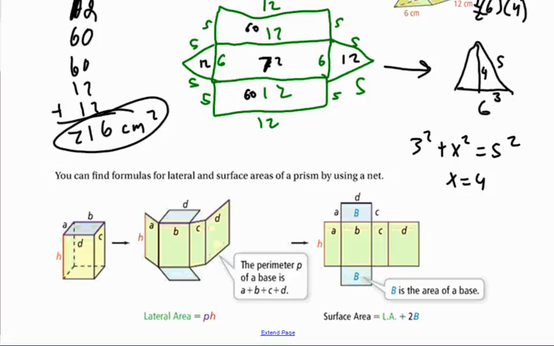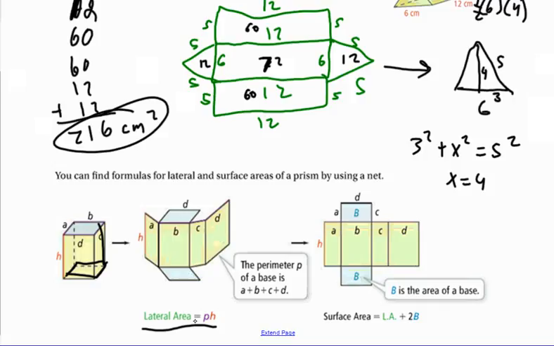You can find formulas for lateral and surface area of a prism by using a net, and that's kind of what we just tried to do. The perimeter of the base is A plus B plus C plus D. That's the perimeter. So the lateral area of a rectangular prism like this would simply be whatever the perimeter of the base is, times the height. That would get you the lateral area.